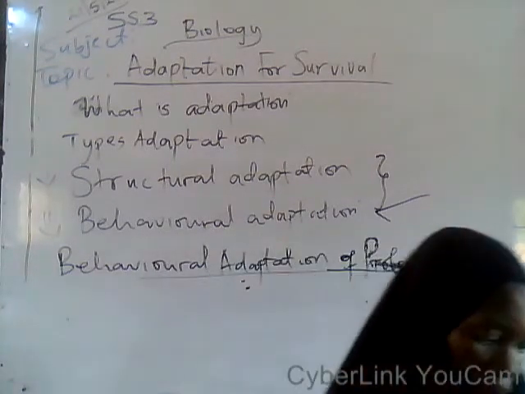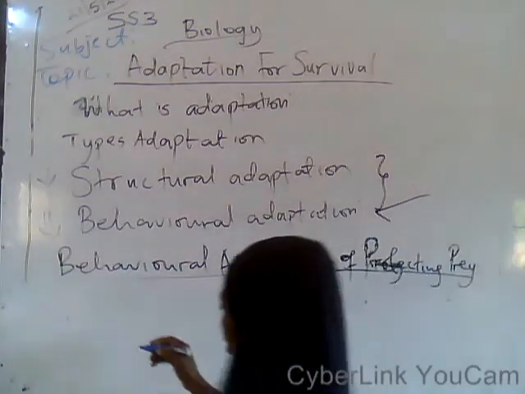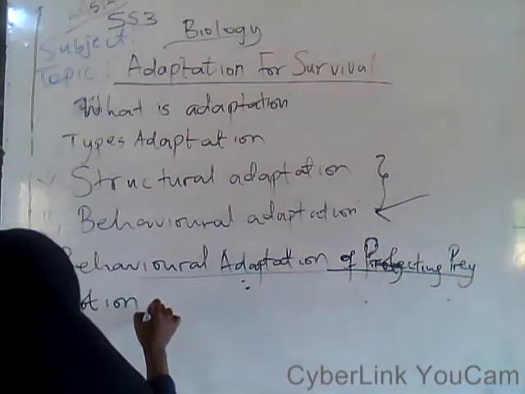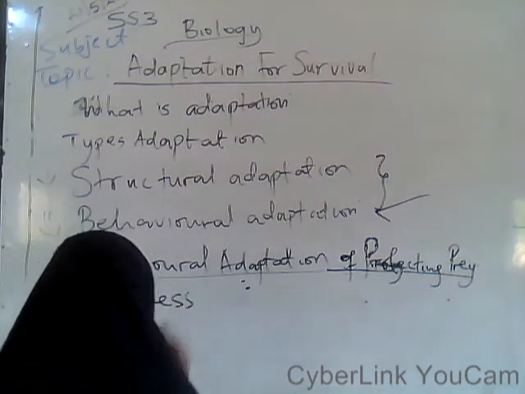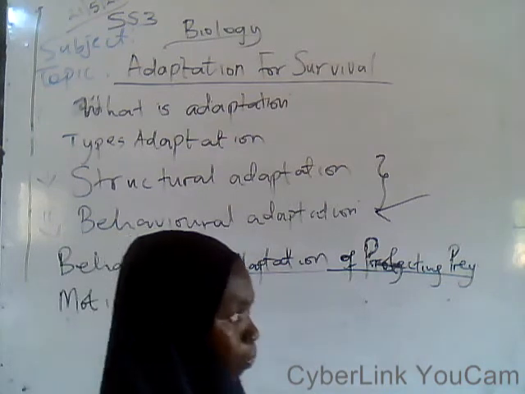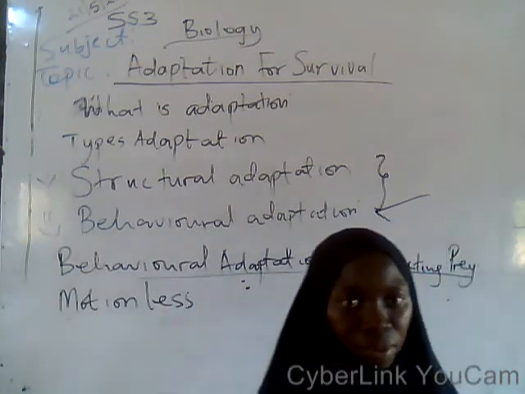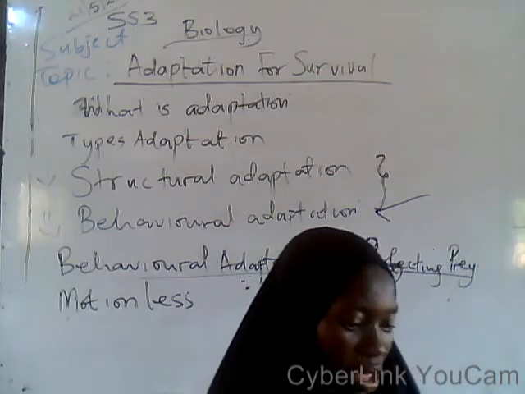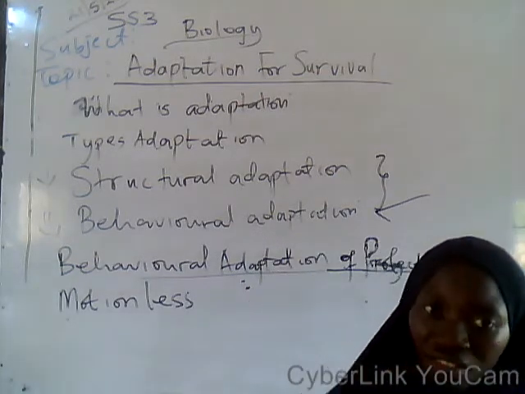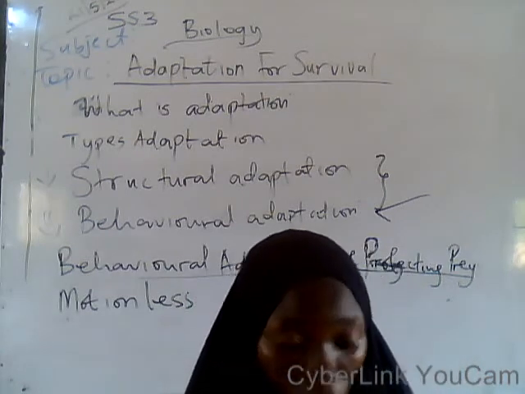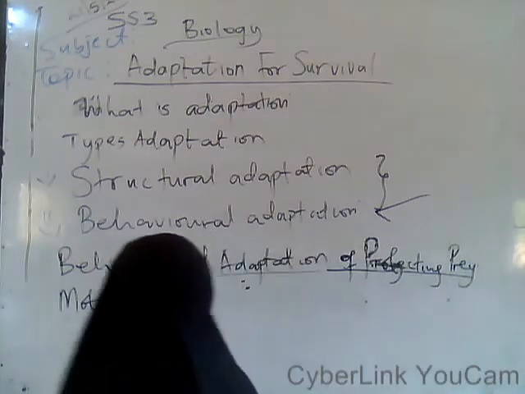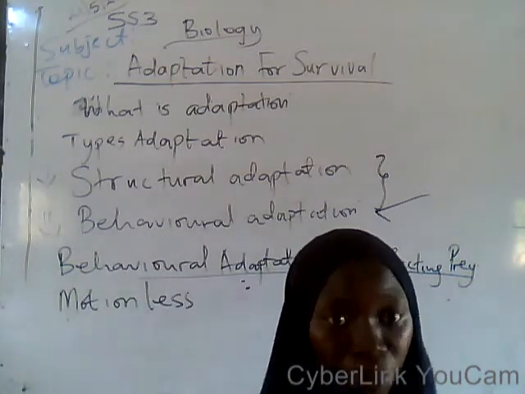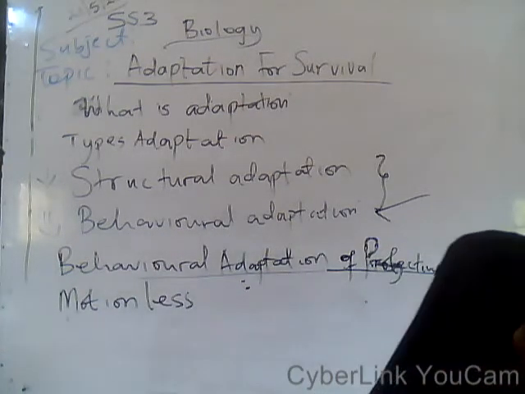Now, one of it is that some animals remain motionless as soon as they see their predator. A very good example is the snail. As soon as the snail feels some danger or is threatened, it retracts into its shell and remains motionless. This is a defensive mechanism against predation, so that the predator will not be able to catch this animal.